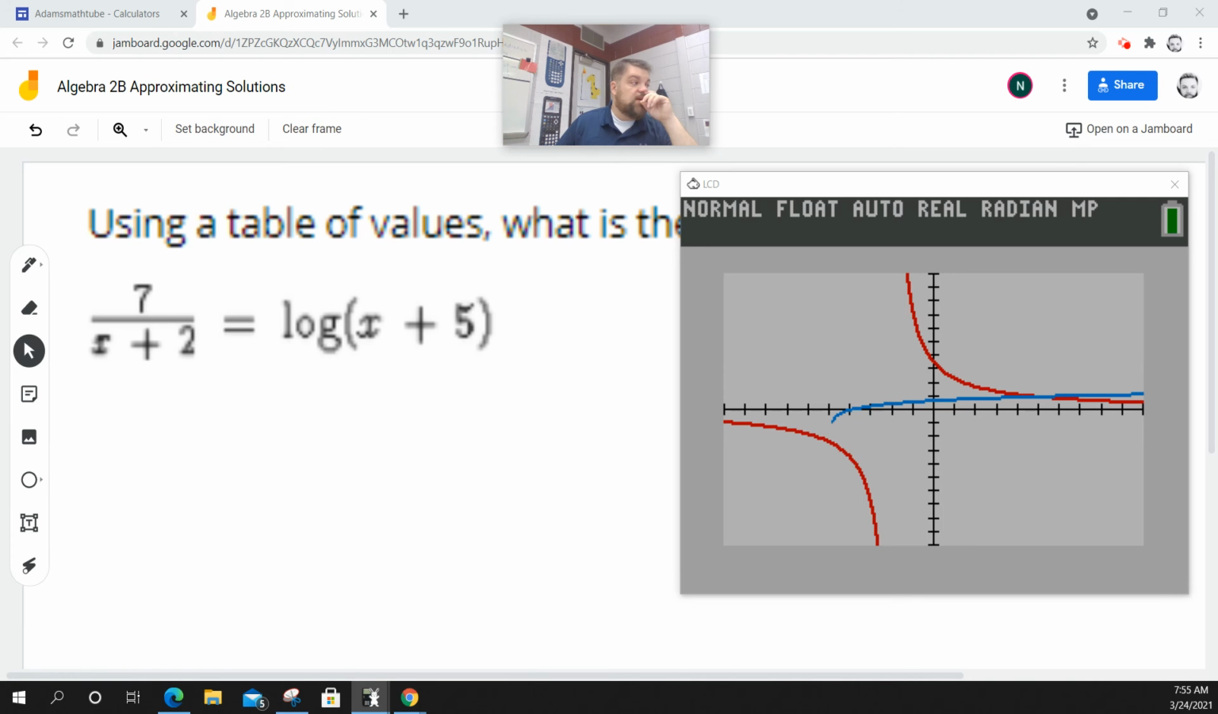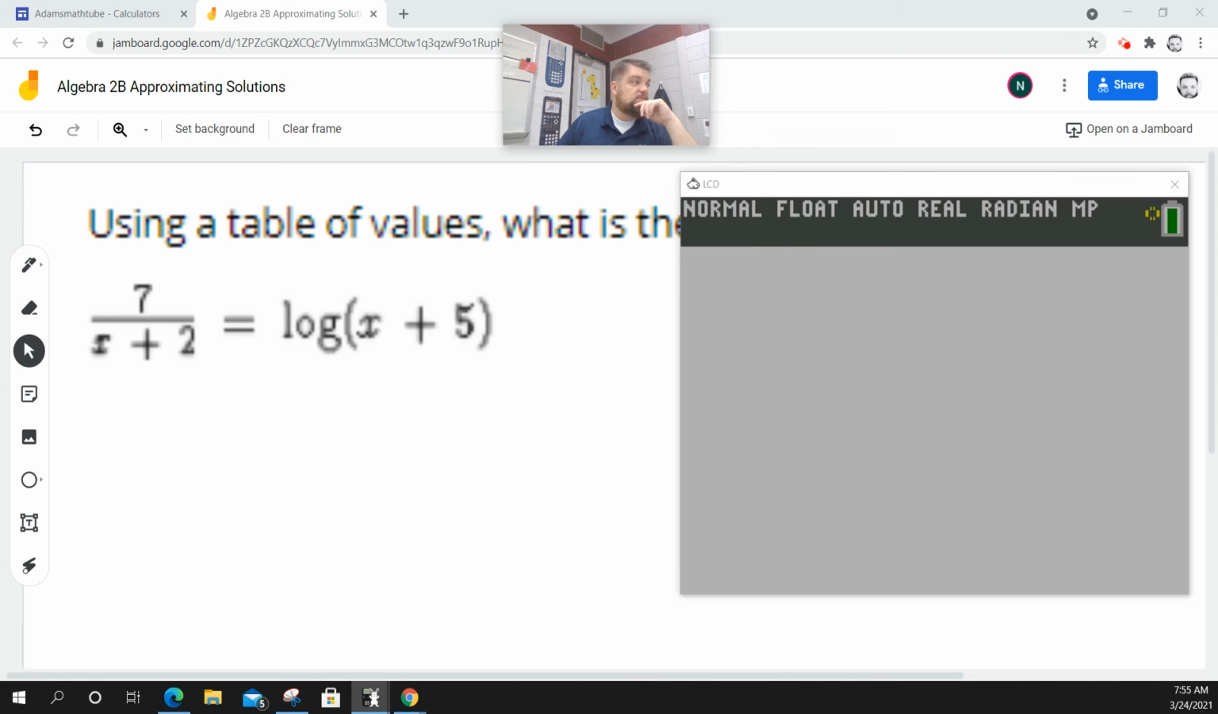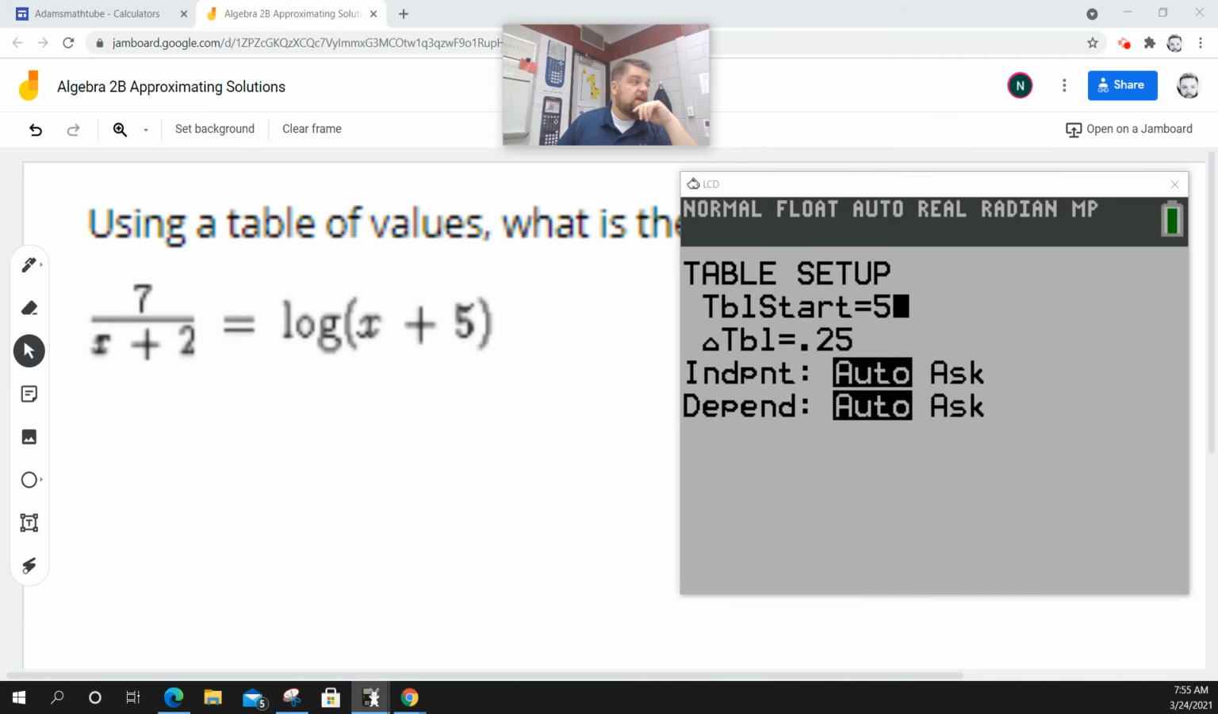So now what I'm going to do when I go to my table of values, first I'm going to start at 5. Whoops, hit the wrong thing. I'm going to start at 5. And then I'm going to make the increment. I'm going to count by 0.1.